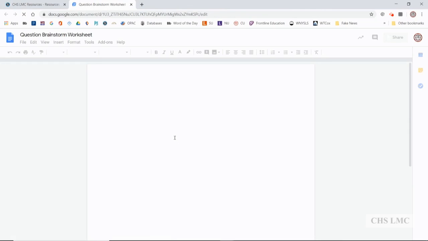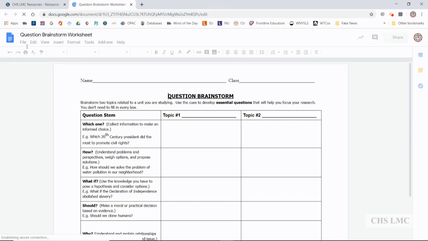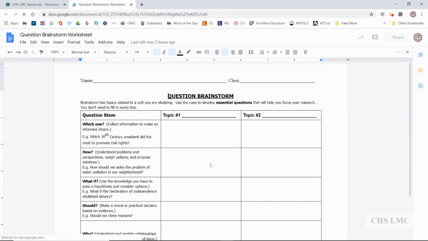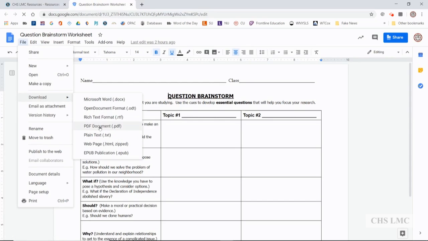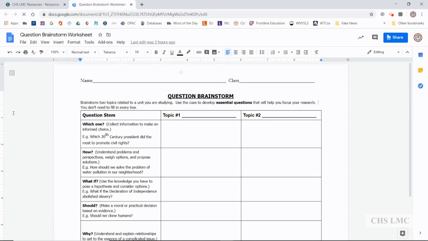What I recommend doing is to actually make a copy of it for yourself. For you guys, it'll probably be view only, so you will have to make a copy to actually use it and fill it out or download it. So you can do File, Make a copy, and then it'll save it to your Google Drive. Or you can download it as a Word doc, PDF, whatever you need. Okay, that's just a quick look at where to find the question brainstorming worksheet.